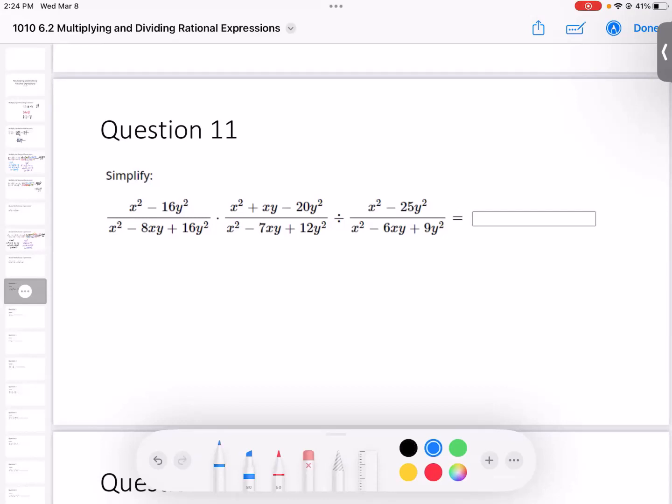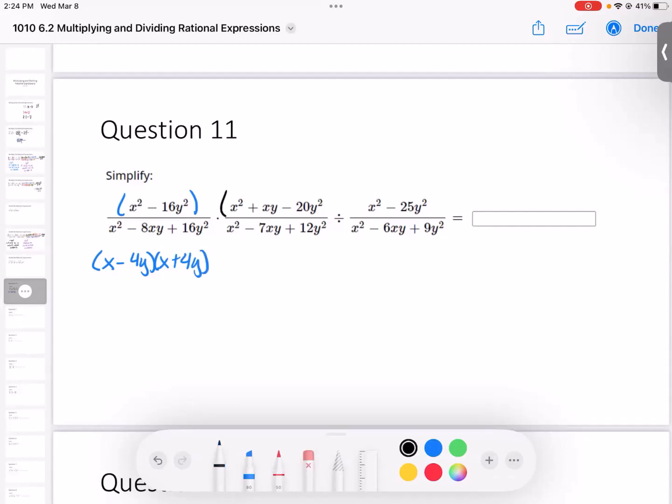So for this first polynomial, and yours might be different, but for this one, this is a difference of squares. And so that means that I can factor that to be x minus 4y times x plus 4y. So that will be my first one.